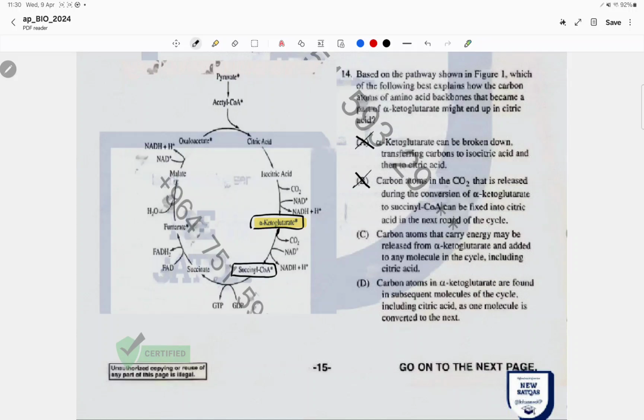Carbon atoms in alpha-ketoglutarate are found in subsequent molecules of the cycle, including citric acid, as one molecule is converted to the next. Let's see. This is what best explains. So it will be found in subsequent molecules. That is true. And if you go all the way back, you at some point go back to citric acid. So that's going to be the best answer, that the carbon atoms in alpha-ketoglutarate are going to be found in subsequent molecules, like maybe as succinyl-CoA, maybe as succinate, and so on, going all the way back to citric acid. The answer is going to be D.